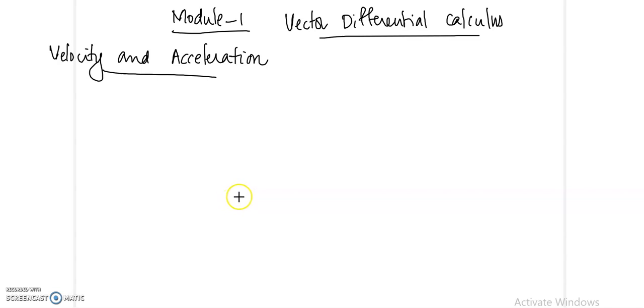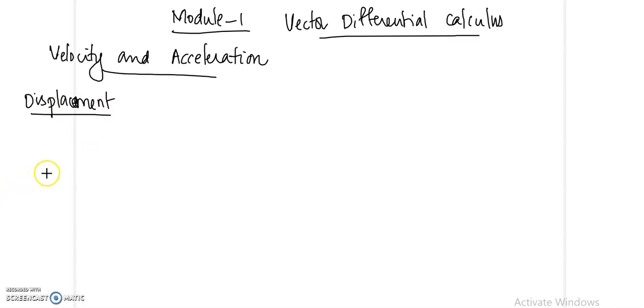Good morning all. So in today's class we will begin module 1 for vector calculus. The module is on vector differential calculus. In the first module we will be looking at vector differentiation, and in the second module we will be looking at vector integration. In today's class we'll start with what is called velocity and acceleration. First of all, we'll define what is called displacement. Now, using displacement, we will give the definition for velocity.